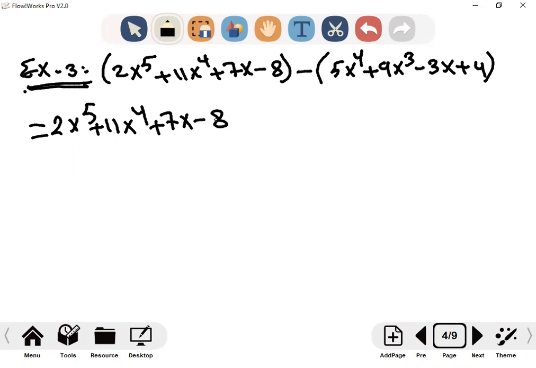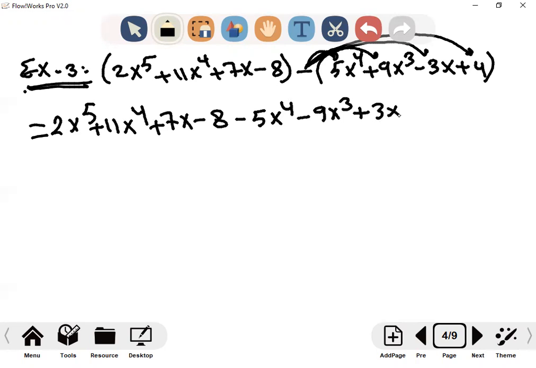Now distribute the minus onto each term. Minus 5x power 4, minus 9x power 3, minus with minus plus 3x, minus with the plus. The minus changes the signs, right? Minus on a plus, minus. Minus on minus, plus. Check. Don't forget this. After you do that, just combine the like terms.